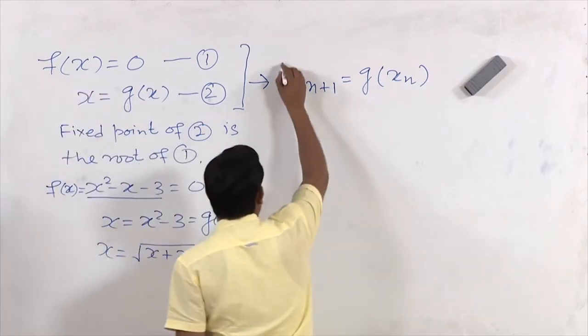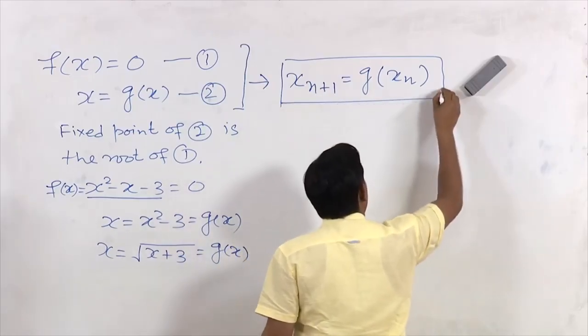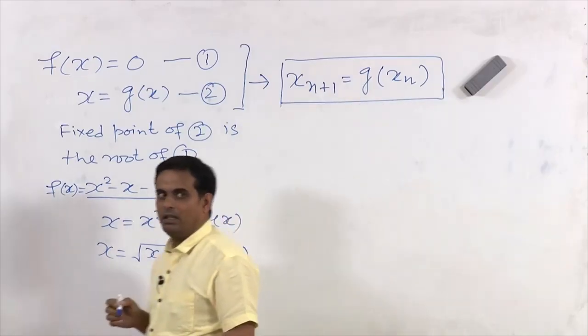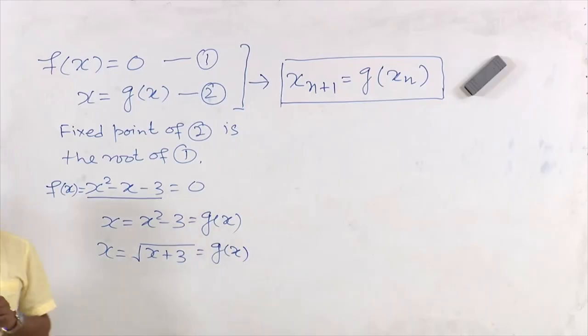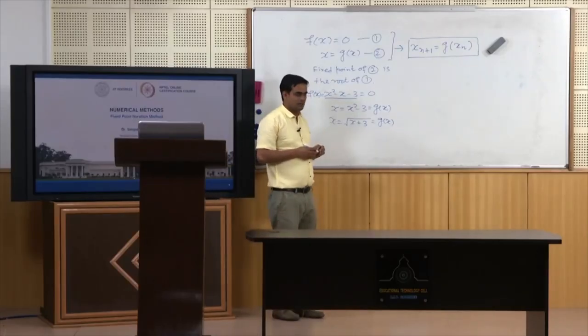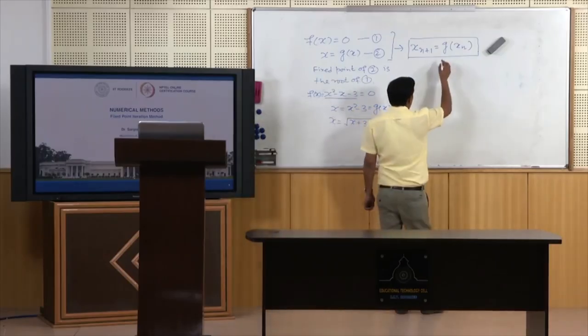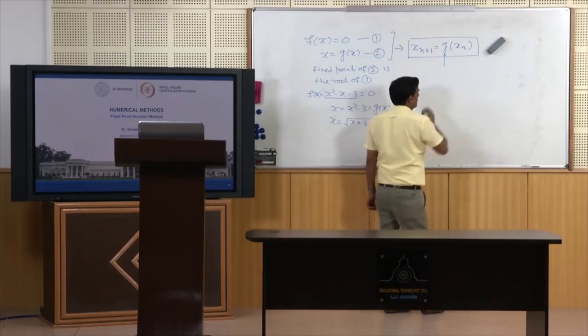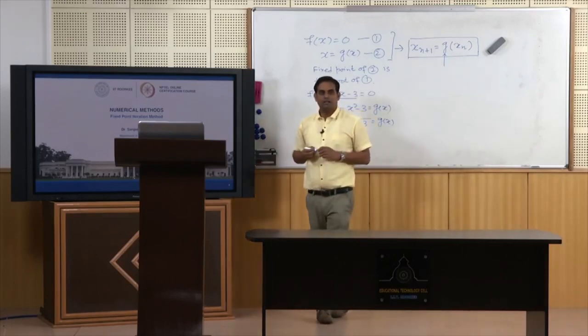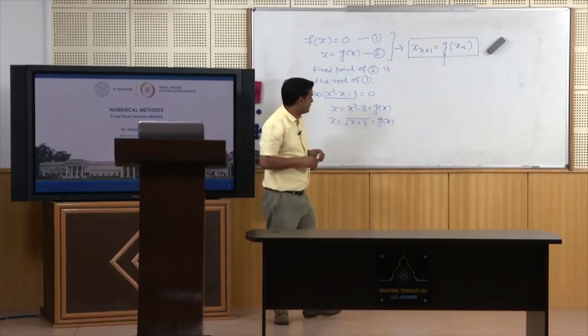So, this particular formula is called the iterative scheme or formula for the fixed point iteration method. The only thing we need to take care of is the choice of this function g: how to write this g from the given equation f of x equals 0.